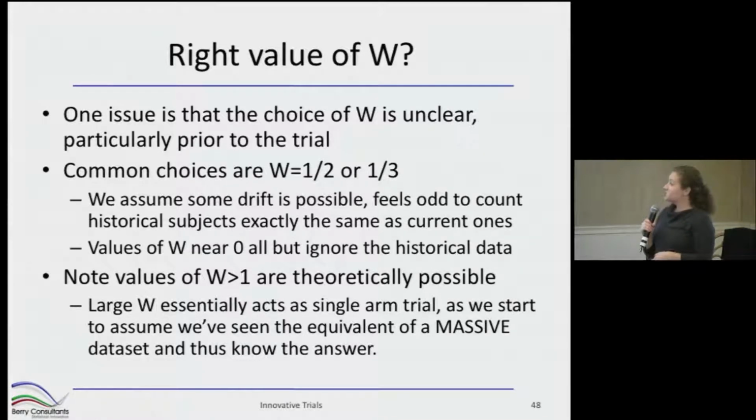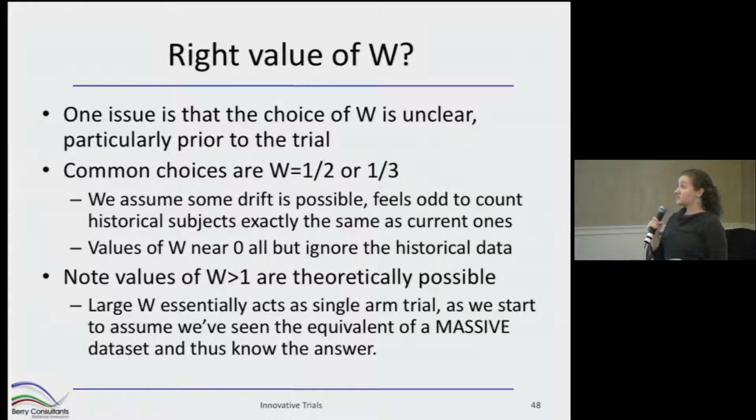So how do we choose a weight W? Common choices here might be a half or a third. Again, this is an attempt to recognize that patients in the current trial are somehow different than patients in the past. So we're going to weight them maybe a half or maybe a third of the patients in our current trial. As we start to get values near 0, that essentially becomes like ignoring the historical data.